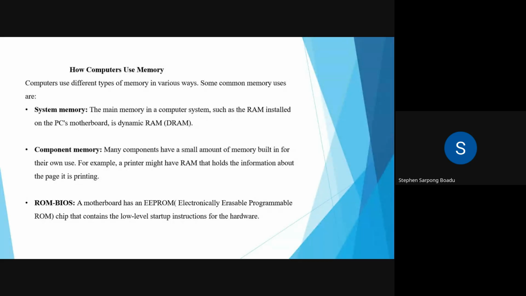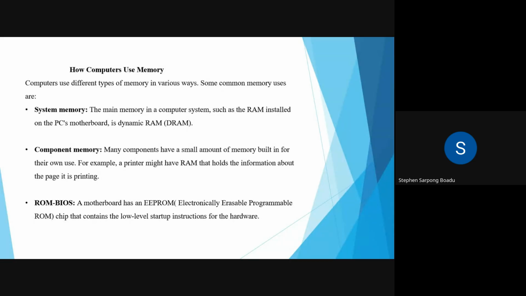Right. So we are now going to talk about how computers use memory, right? When we say memory, some of us think memories are just memories. So the computer uses memory to store data and then that's all.